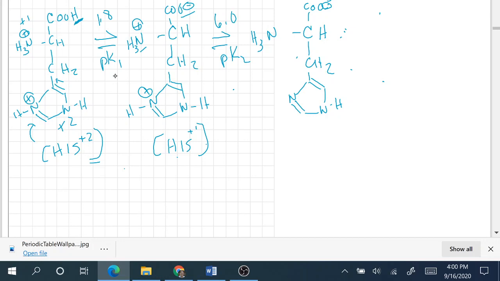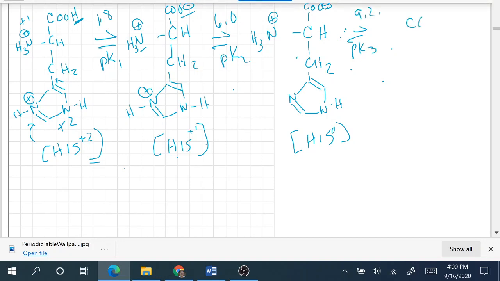Okay, so this one has a +1 on that amine group, -1 on the carboxylate. And we've lost the +1 in the ring, and therefore we are at 0. So this is our isoelectric species. It's going to be our His0. And then our pK3 is going to be at 9.2. We've got our COO-. I'm going to draw this one down a little bit.